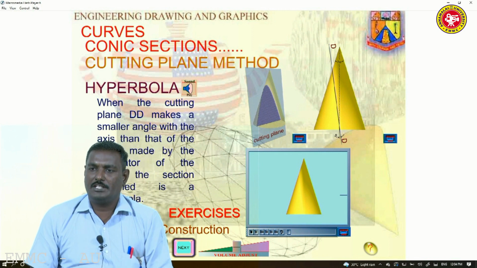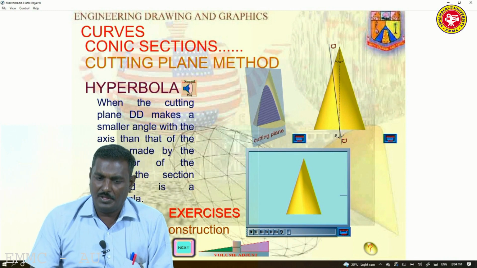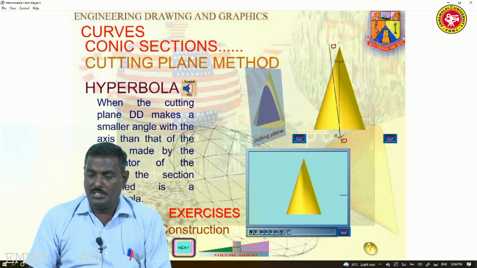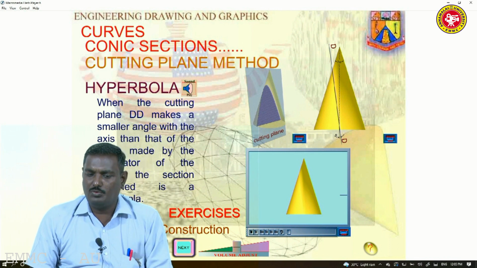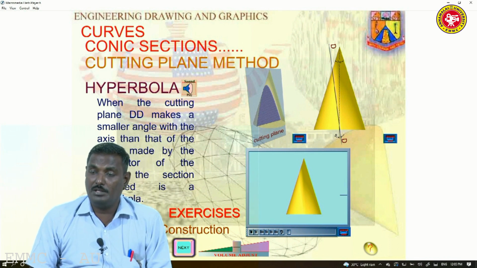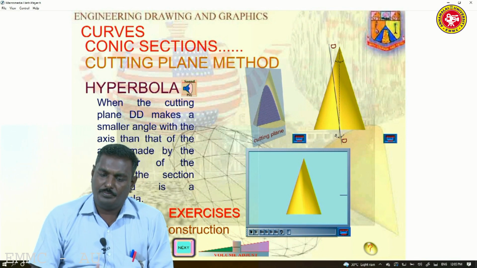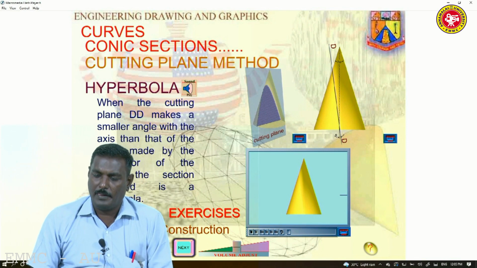Welcome viewers and students. In this session we are going to see about the hyperbola. In previous sessions we learned about the ellipse as well as the parabola. As usual, in the section of a cone, a hyperbola is obtained when the cutting plane makes a smaller angle with the axis than the angle made by the generator of the cone. The section obtained is a hyperbola.